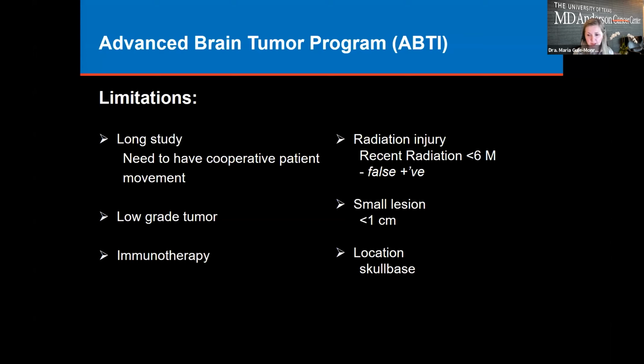we're facing. In the acute post-treatment phase within 6 months of radiation, there is a higher incidence of false positives due to the ongoing changes from radiation injury. If the lesion is small, it may be below imaging resolution, and if it's located in a challenging location near the skull base or vertex, several of the imaging parameters may fail.